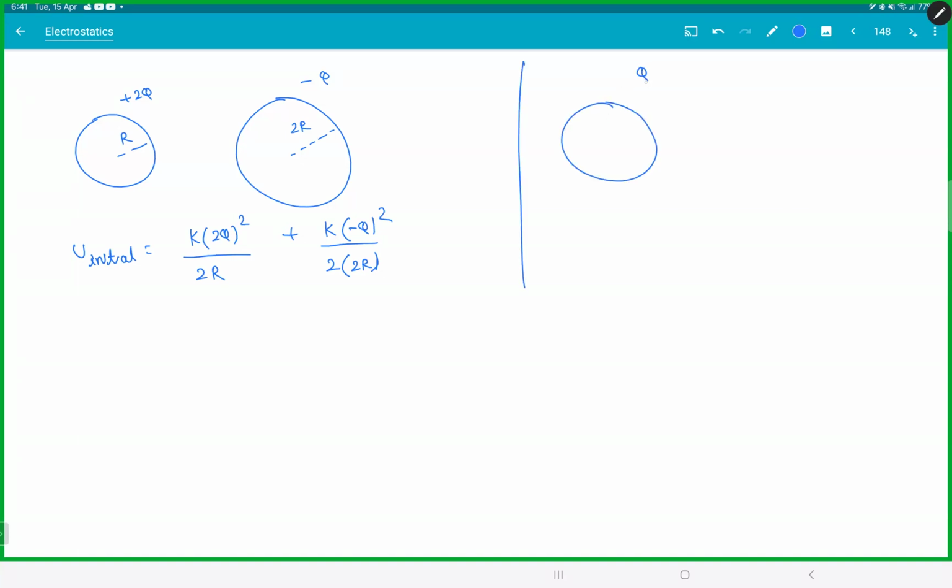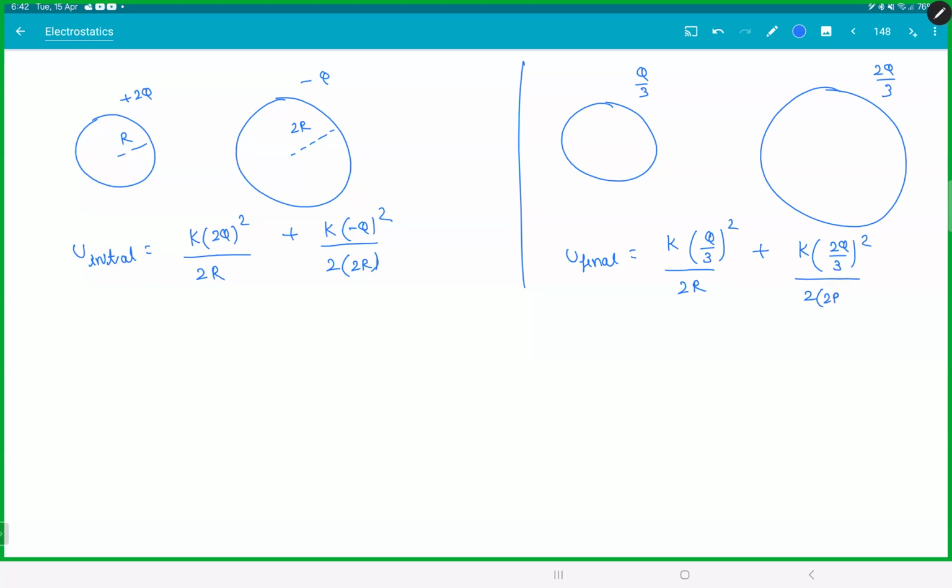Finally, the charge became q by 3 and this guy became 2q by 3. If you don't know self energy, you won't be able to solve this heat question. So here the final will be k q by 3 whole square by 2r plus k 2q by 3 whole square by 2 times 2r. There, you got final minus initial. So what is the heat produced? Initially you had 100, finally you have 70. So the balance must be heat. U initial minus U final. Solve this, you'll get the answer. So without self energy, you can't solve the heat produced part.